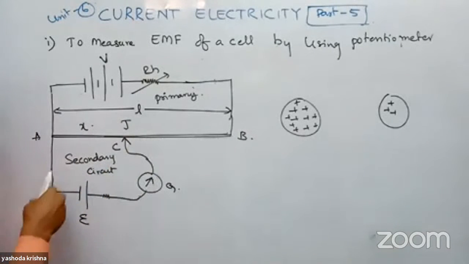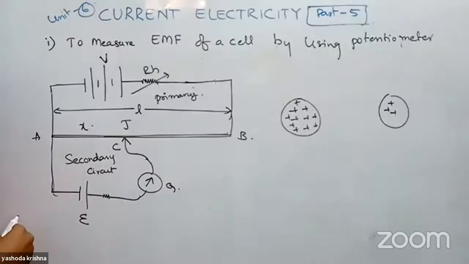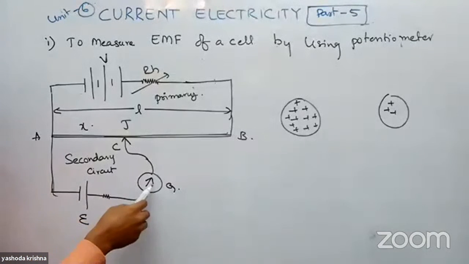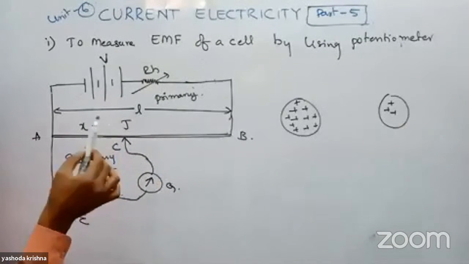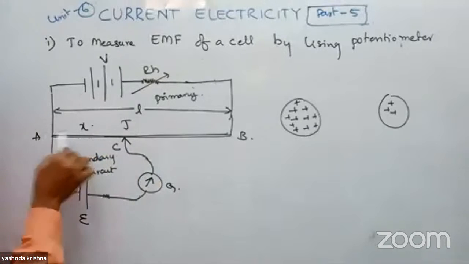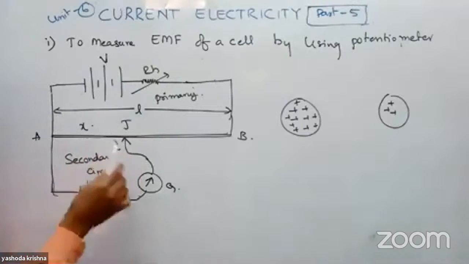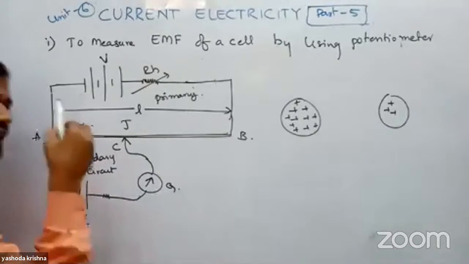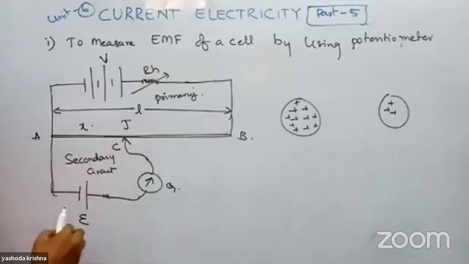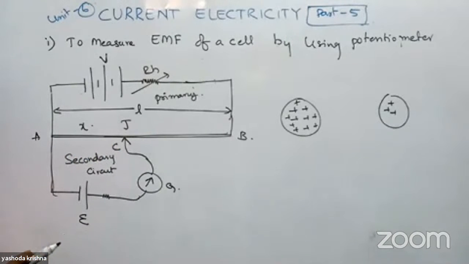Here, one end of the wire is connected to the battery, from the battery to the galvanometer, and from the galvanometer to jockey J. Jockey J can touch any point of the potentiometer wire. Okay, that is how the jockey J works.